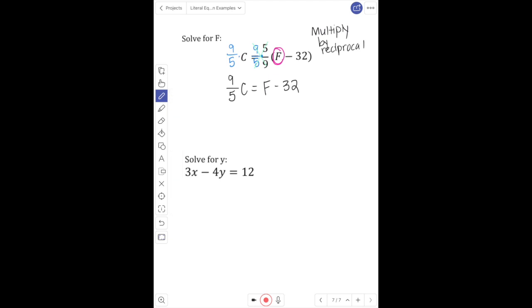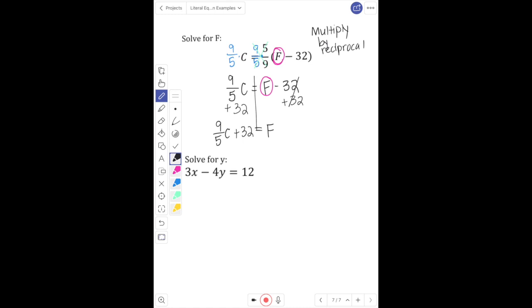And since I have f minus 32, I'm still solving for f here. So I'm going to add 32 to the other side of my equal sign. And that gives me 9 over 5 c plus 32 equals f.